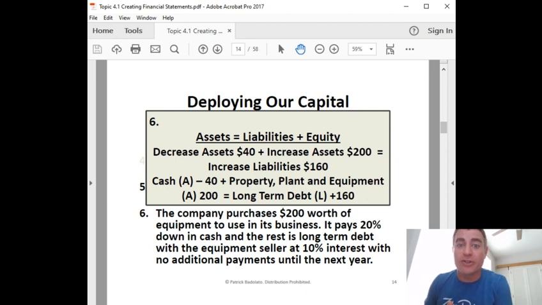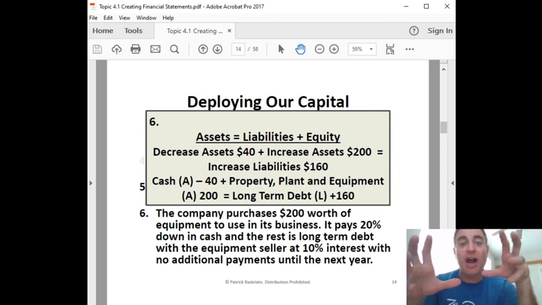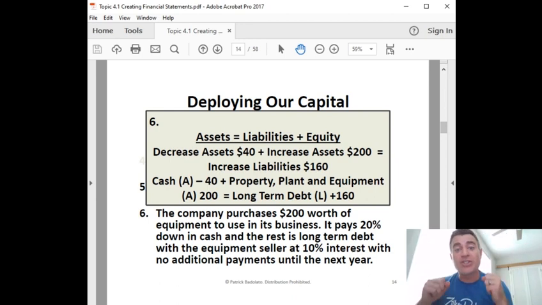We still owe $160. Much like transactions 2 and 3, I'm not going to worry about interest expense at this moment in time because time has not yet progressed or passed. So yes, I'll cover that later when we have the ending of the accounting period. But right now, you don't have to worry about interest expense. It's just recording the receipt of this equipment and then the fundamentals that we paid some cash. So cash goes down. The rest we still owe. So a liability needs to go up.